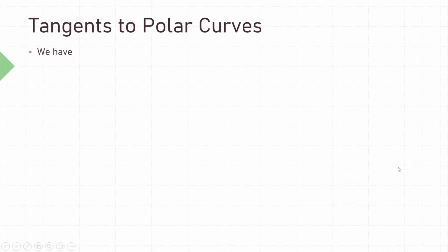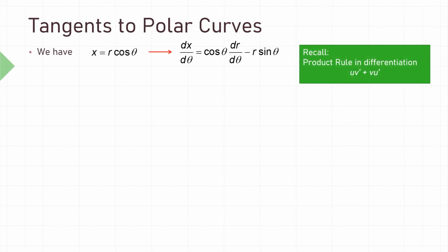So now we have x equal to r cos theta. When we differentiate this, we have to use the product rule. So we will have dx over d theta equals cos theta dr over d theta minus r sin theta. We use the product rule, assuming that u is equal to r and v is equal to cos theta. Differentiating, you get u prime equal to dr over d theta, and v prime will be negative sine theta. So we substitute inside this formula, and we have this.